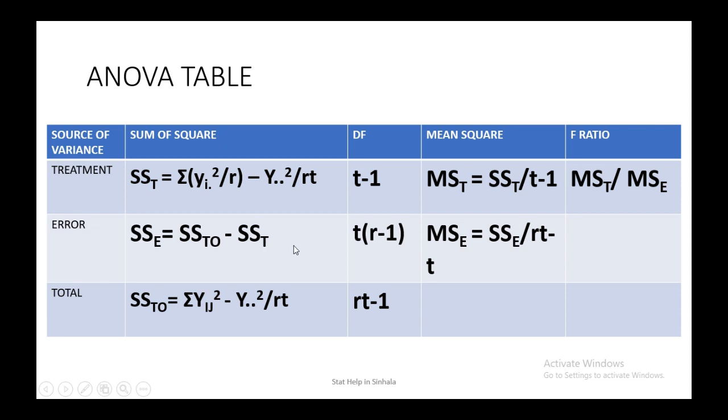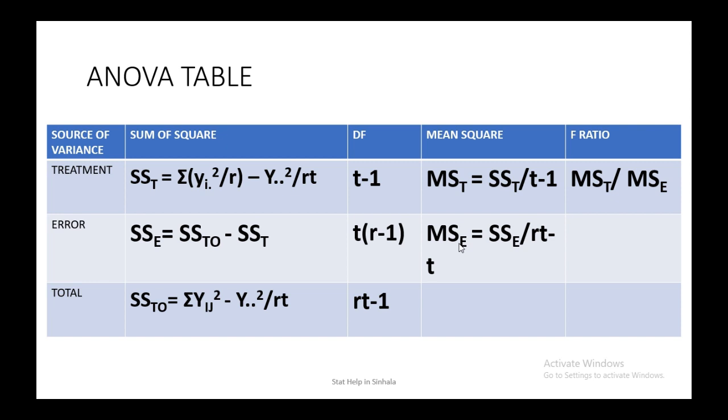If we have calculated sum of square total and the sum of square treatment, we can calculate the sum of square error. Sum of square error is equal to sum of square total minus sum of square treatment. We can't calculate the sum of square error directly. That's why we calculate sum of square error after calculating sum of square total and sum of square treatment. Then we can calculate the degree of freedom of error by using this equation. In here, T means the number of treatments, R means the number of replicates. So, if we have the sum of square error and the degree of freedom error, we can calculate mean square error.